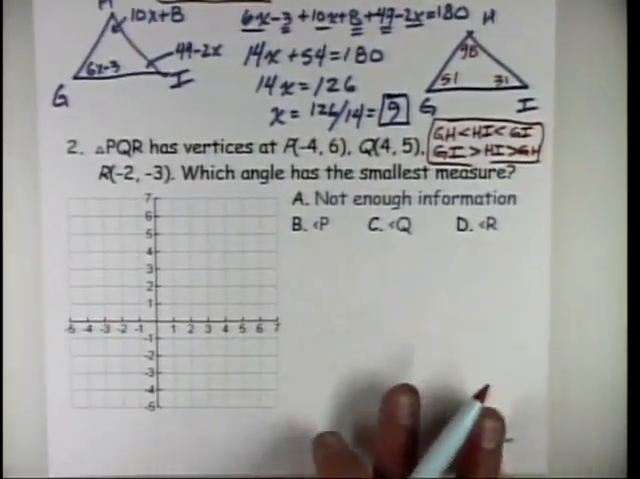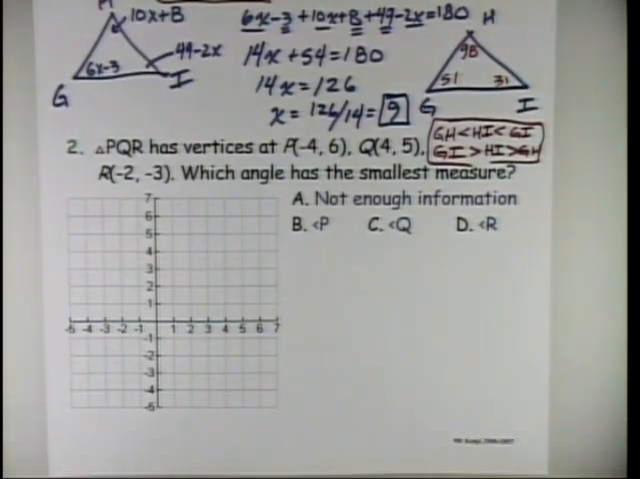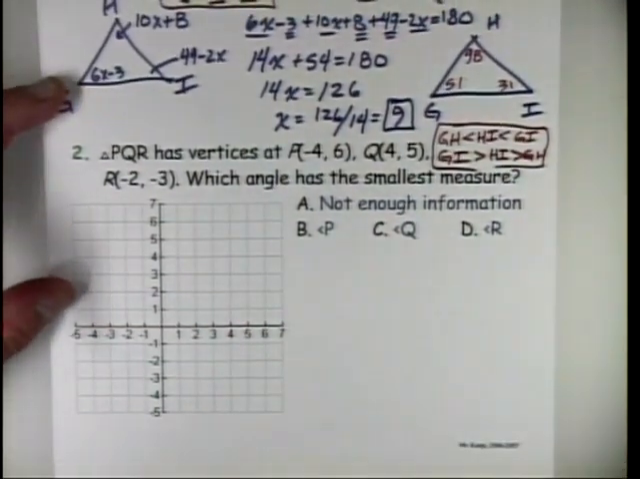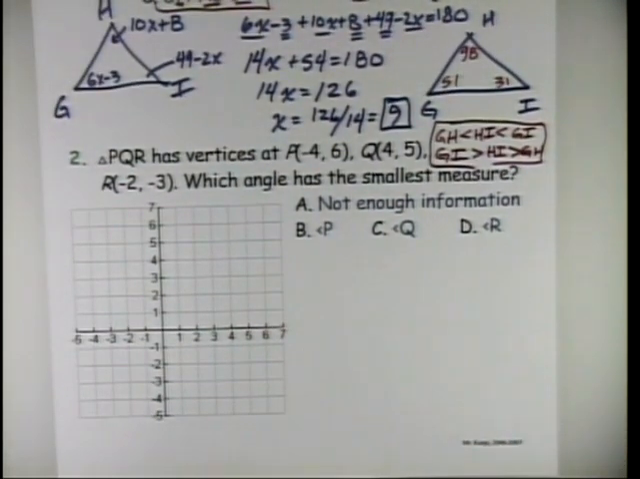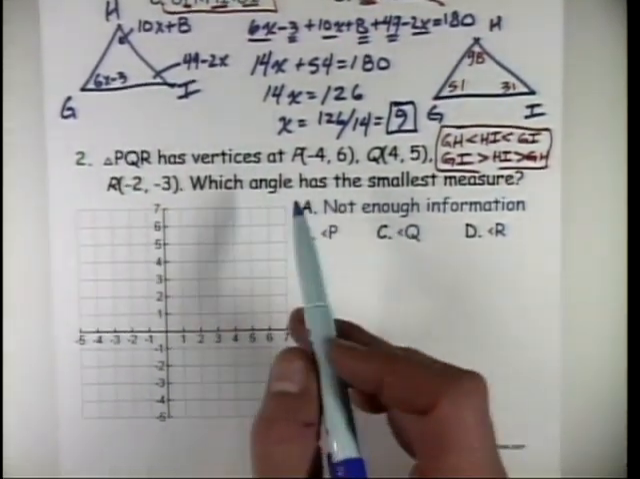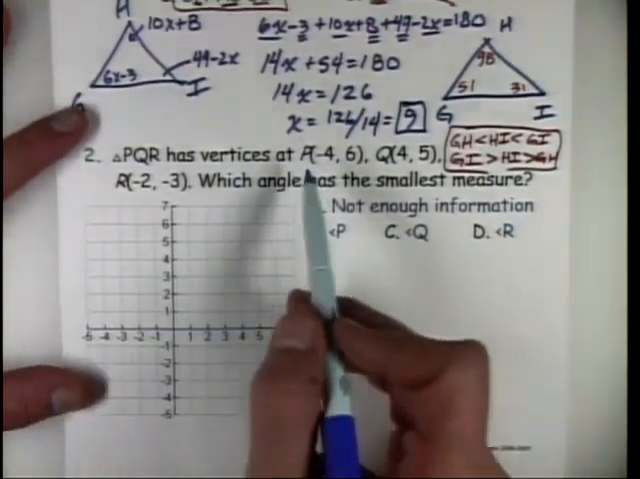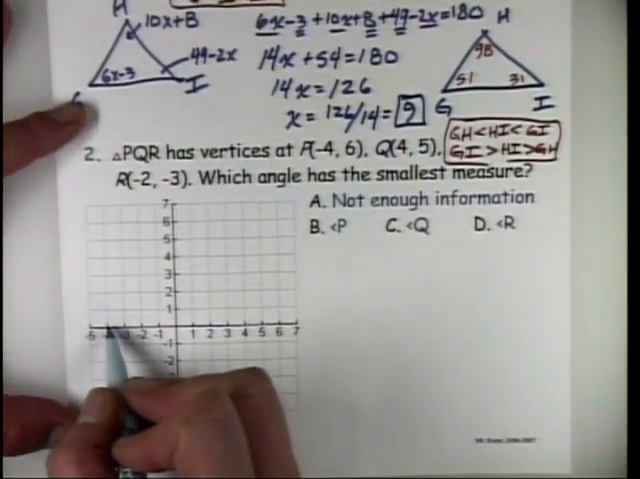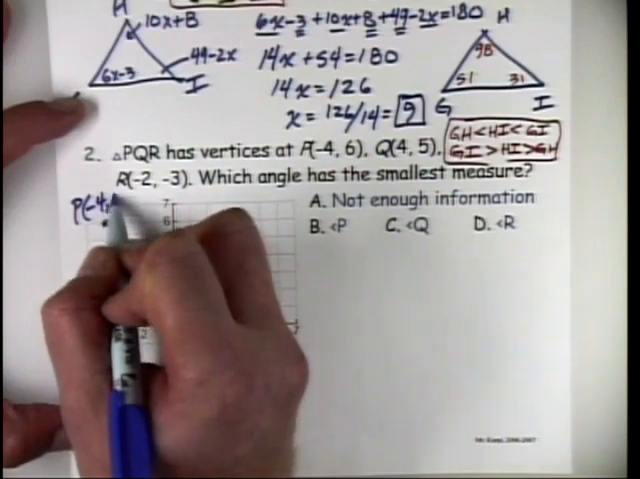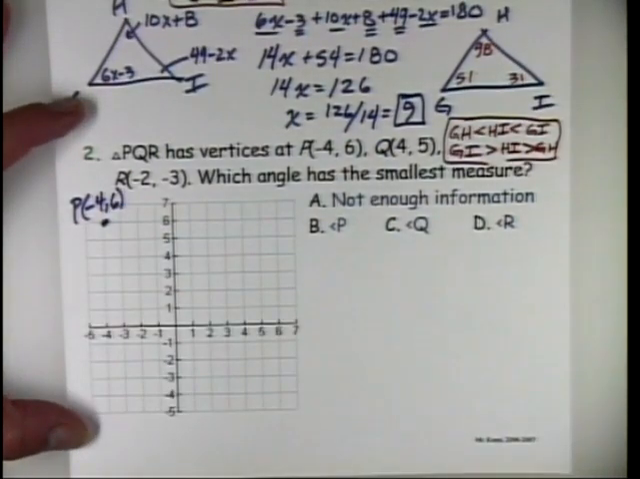All right, the second and final challenging problem of the day. In triangle PQR, we have vertices at these points, and we're trying to find which angle has the smallest measure. Well, the first thing I want to do is actually plot the points. I have a coordinate plane here, so the point P is at -4, 6, so that's going to be right here. I'm going to label it, and I'm also going to write the ordered pair next to it just because it's going to be easier to reference.